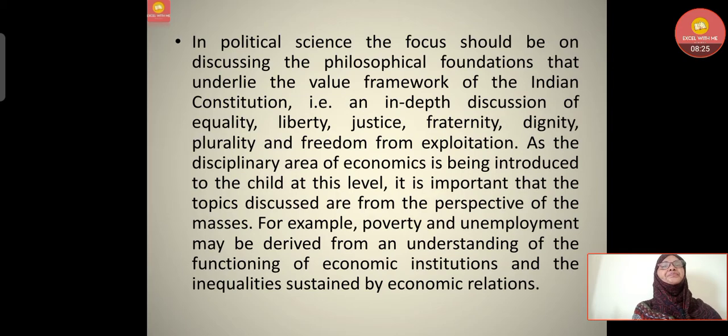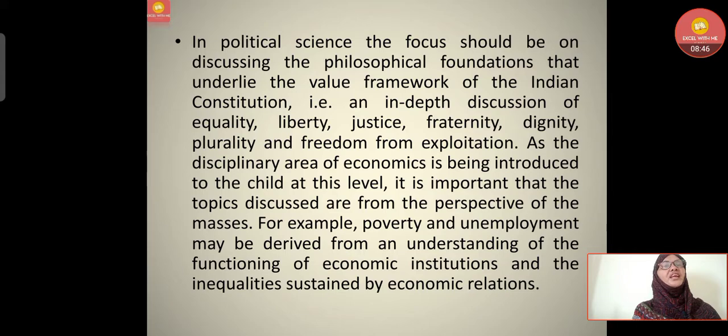In political science, the focus should be on discussing the philosophical foundation that underlies the value framework of the Indian Constitution, an in-depth discussion of equality, liberty, justice, fraternity, dignity, plurality and freedom from exploitation.